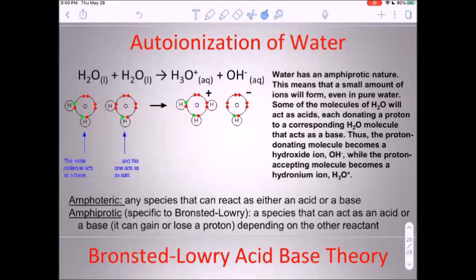There's another term for this when we're talking specifically about a Bronsted-Lowry acid base pair. Something in Bronsted-Lowry that can do this is called an amphiprotic acid or base, meaning it can gain or lose a proton.